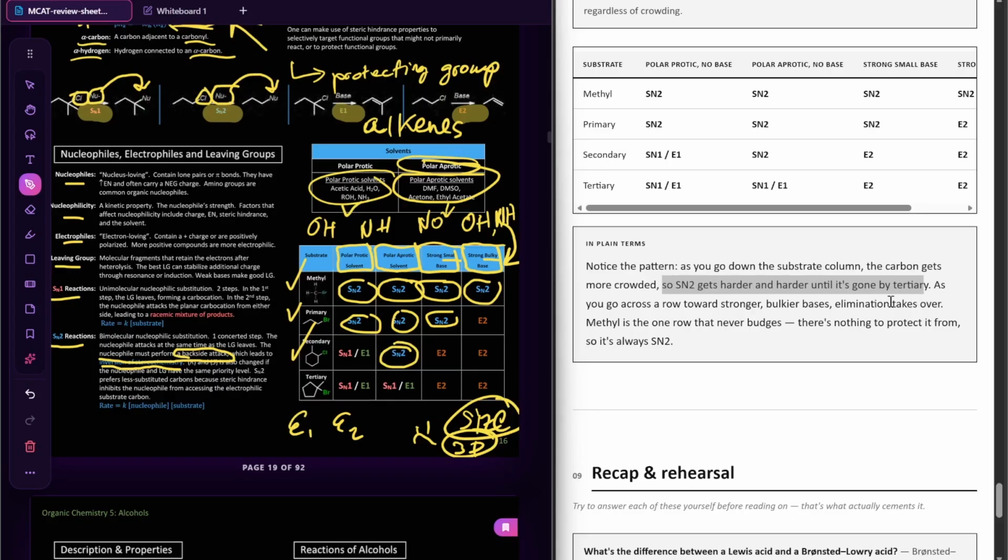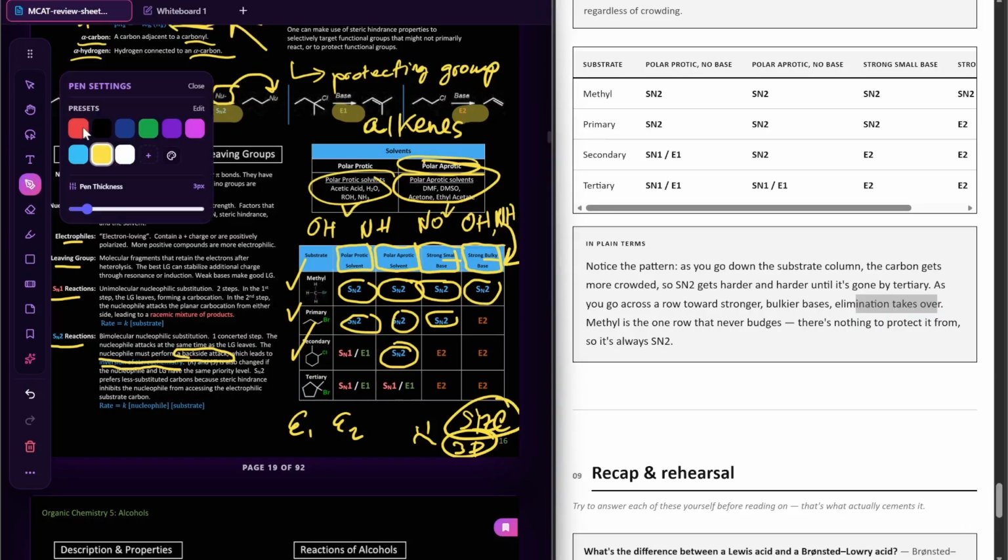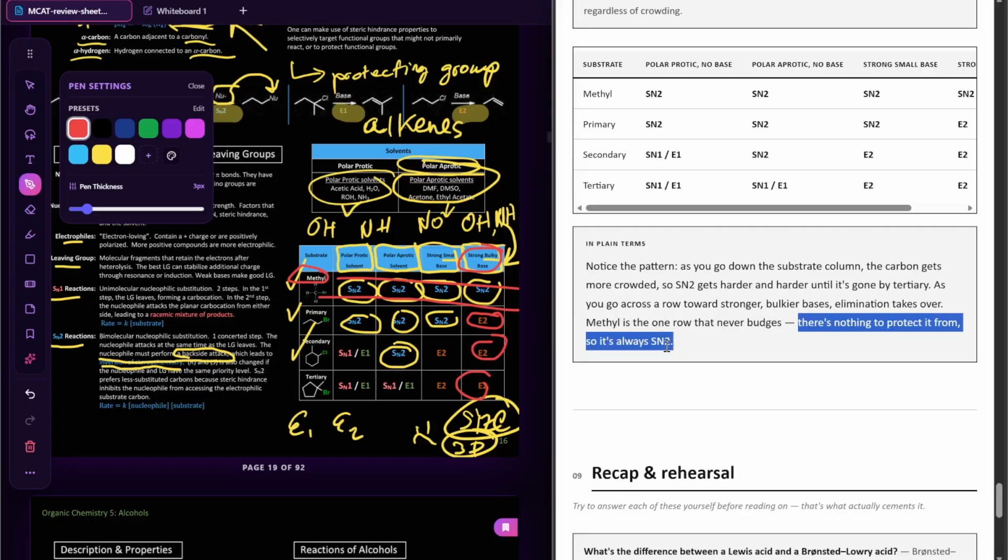And why is that? As you go across a row towards stronger, bulkier bases, elimination starts to take over. So when you get a strong, bulky base, you get E2 more so. And methyl is the one row that never budges. Methyl substrates only stay SN2. There's nothing to protect it from, so it's always SN2.